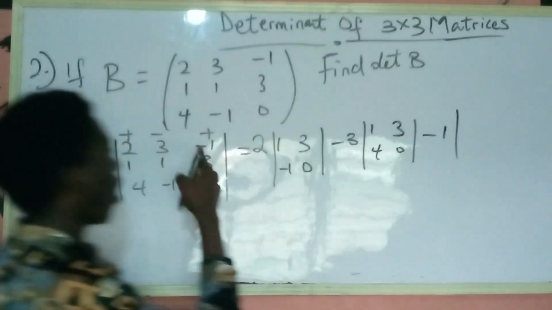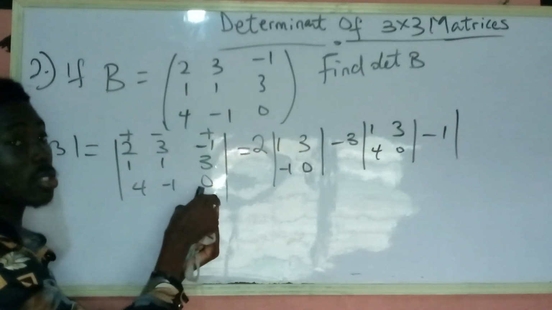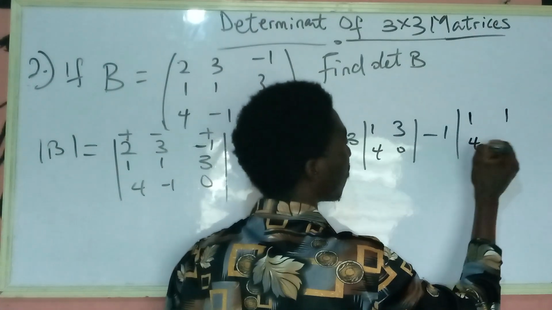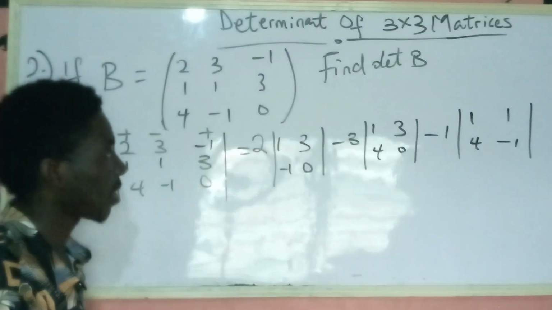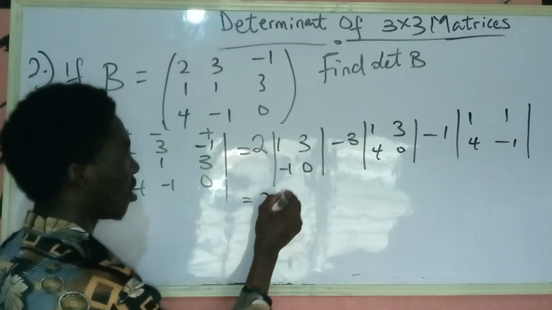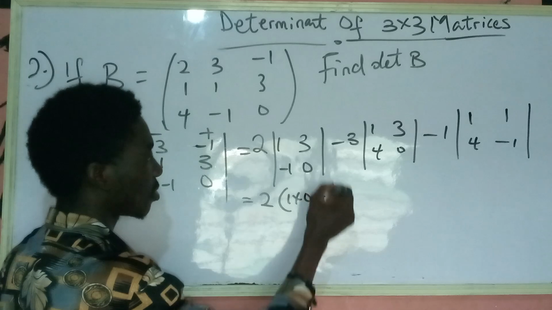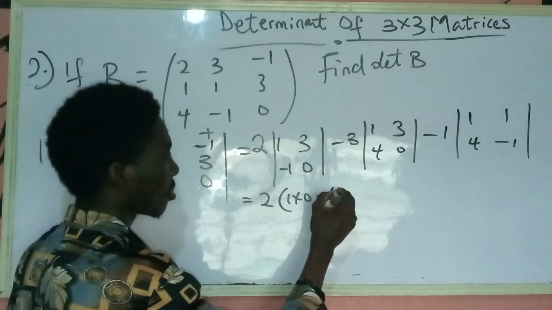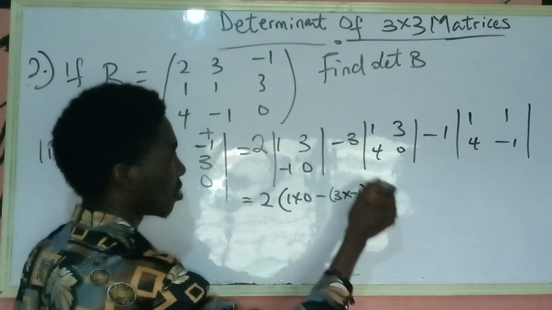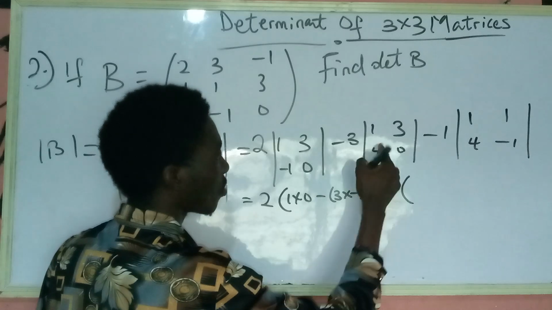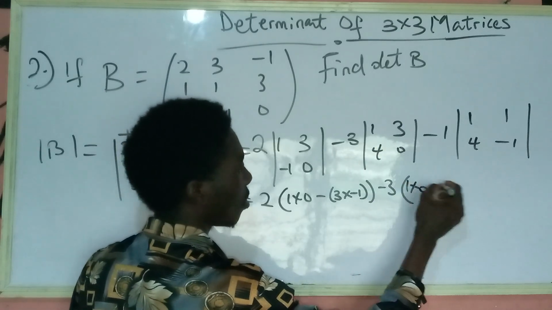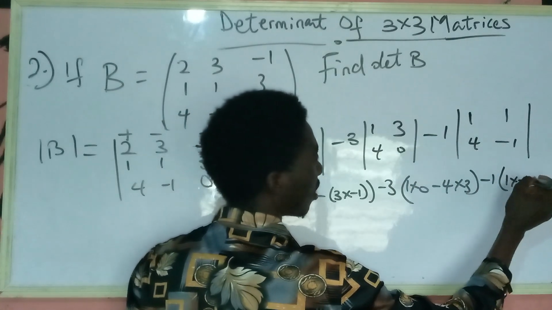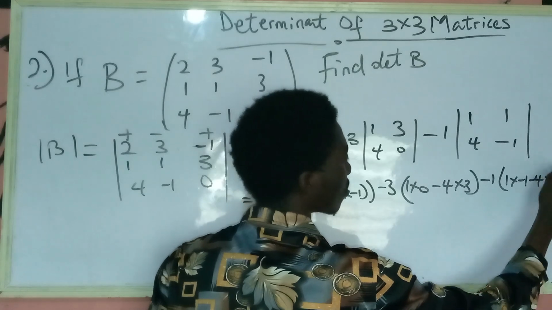And from there, minus 1 occupies this column and this row. Look, it's 1, 1, 4 and minus 1. Can you see that? Then from there, you can have 1 times 0 minus minus 1 times 3, also minus 3 times 1 times 0 minus 4 times 3, minus 1 times 1 times minus 1 minus 4 times 1.